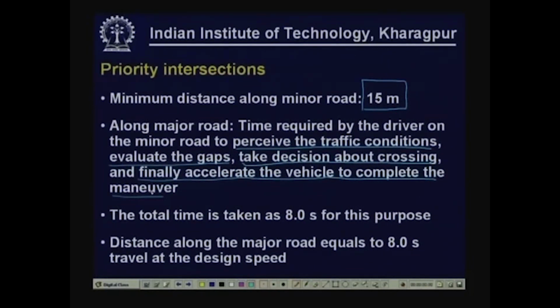Accordingly, that time is taken as 8 seconds, and a distance along the major road equal to 8 seconds travel at design speed is recommended. That means the distance along the major road is 0.278 into V major, that is the design speed for the major road, multiplied by T, that is 8 seconds. So, that will give us the length.